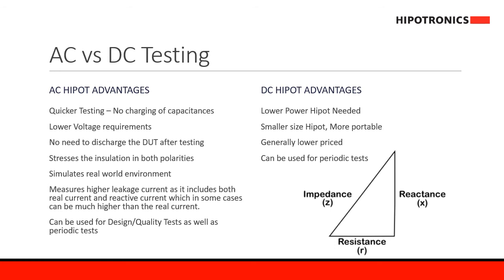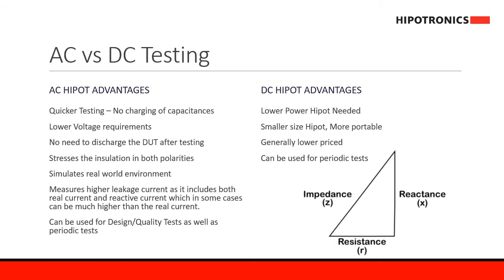When testing the dielectric strength of insulation on bucket trucks, it is important to note whether an AC high-pot test is needed or a DC high-pot test is needed. AC high-pot testing is necessary for design or quality testing, while DC high-pots can be used for periodic tests.